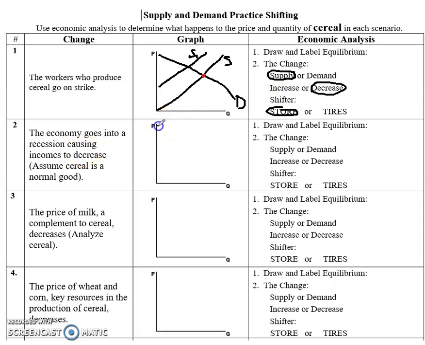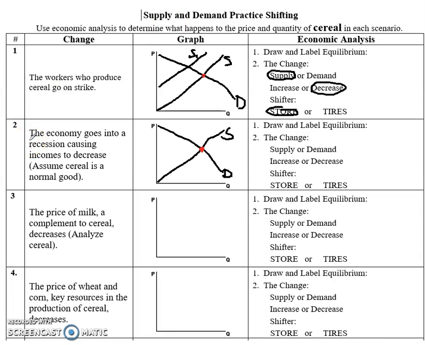So I'm going to draw my demand line. Oops, sorry, again, you got to bear with me because I'm doing it in paint. Draw my supply line. We are graphing cereal. Number 1 says draw and put in that equilibrium. There it is, where supply and demand meet. That's the best scenario. All right, 2 says the economy goes into recession, causing income to decrease.